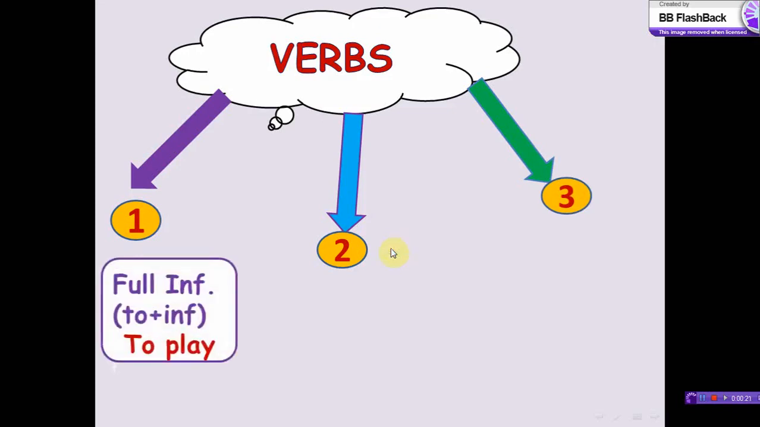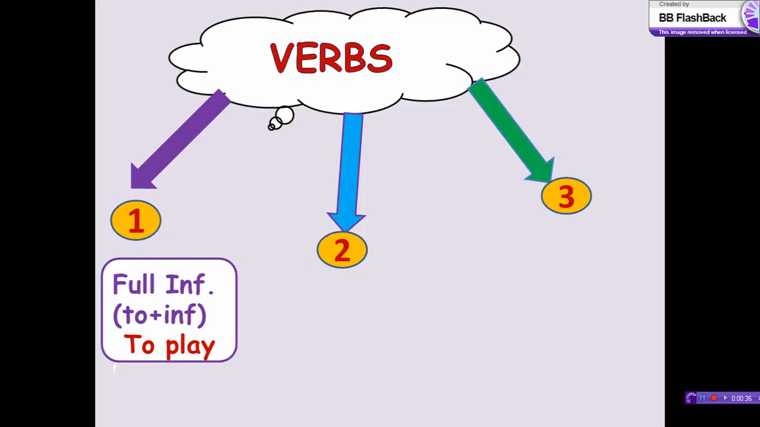The first one is called full infinitive. When I say the word full, it means I want to plus the verb. Like when I say to play, or I want to play football.